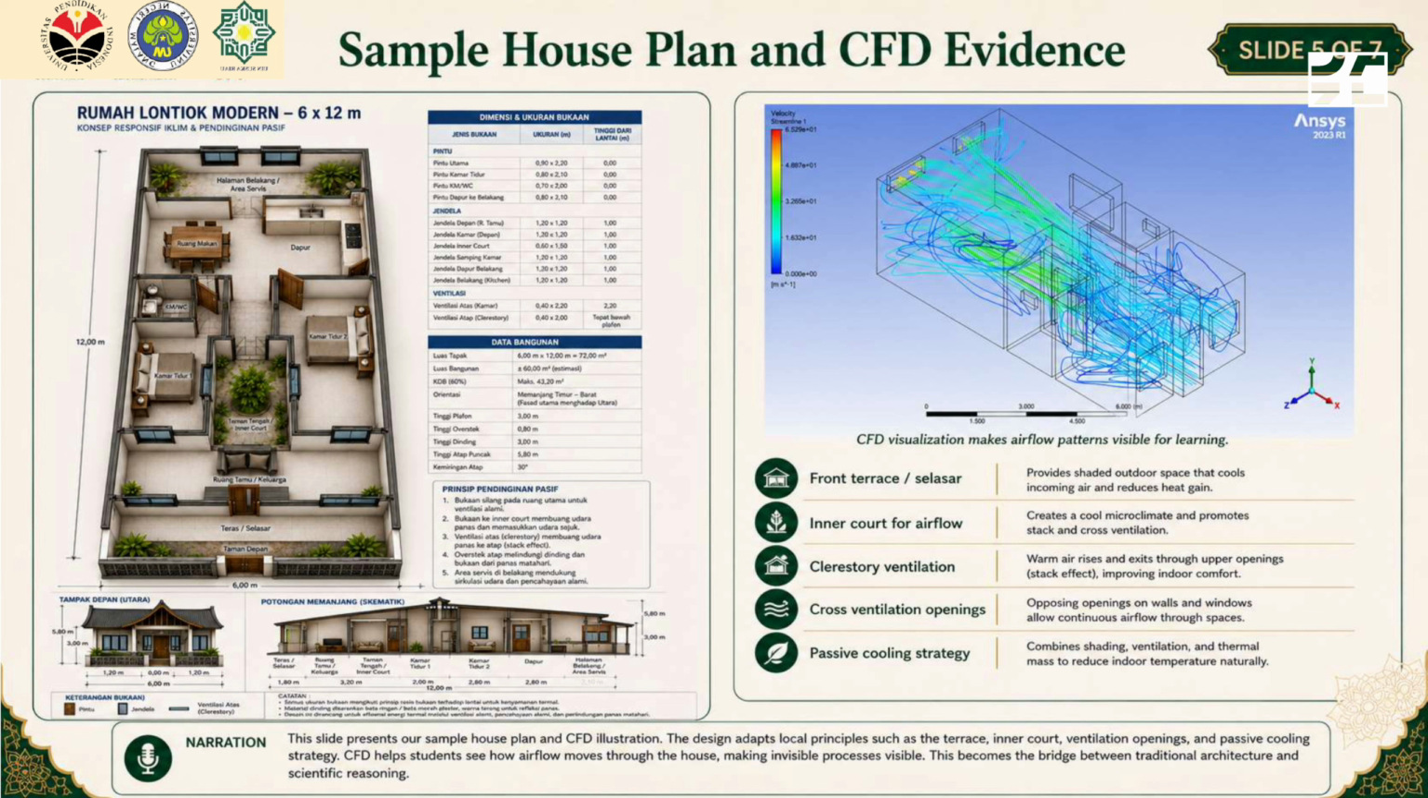The computational fluid dynamics visualization provides scientific evidence. It makes airflow patterns visible and helps students observe velocity distribution, air movement, and pressure-related effects. This visualization becomes the bridge between traditional architecture and scientific reasoning. By connecting the sample house plan with computational fluid dynamics simulation, students can understand that local wisdom can be studied scientifically and applied to solve modern environmental problems, especially the need for cooler and more energy-efficient homes in tropical regions.